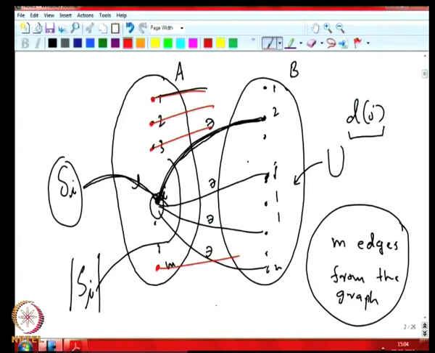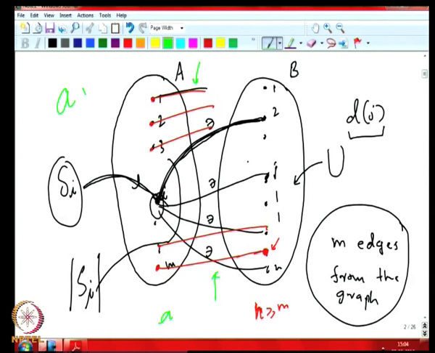Because I am taking m edges, there are only m vertices on the A side. The edges always go from the A side to the B side. Here there are n elements and n is greater than or equal to m. Therefore, there can be elements here which are not touched by edges. But if a particular vertex here is touched by one edge, it is not possible that something else is also coming into it. That will never happen. So this kind of collection of edges is called a matching.